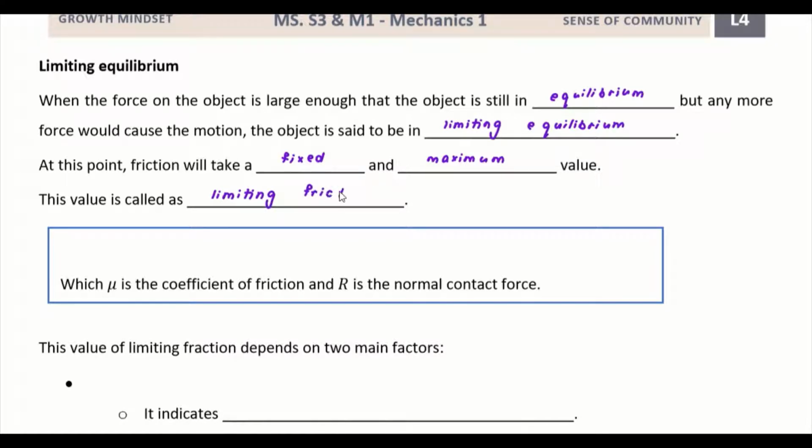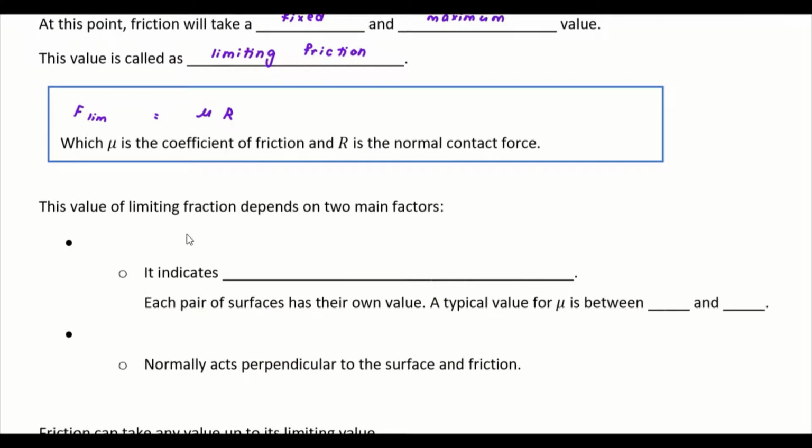Okay, for the frictional force, we'll always try to write F. So for limiting friction, we will always denote it as F lim. It will be equal to mu multiplied with R, where mu is the coefficient of friction and R is the normal contact force. We're going to discuss these two variables here. I'm sorry, this should be friction, so I'll try to change it in your notes.